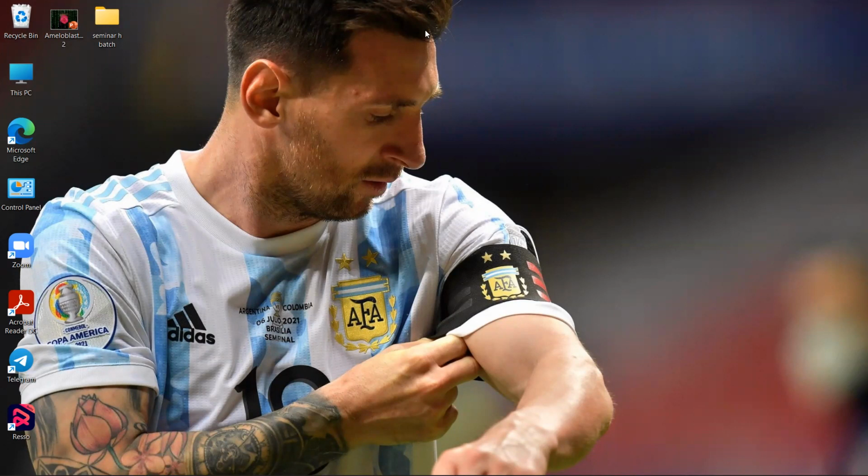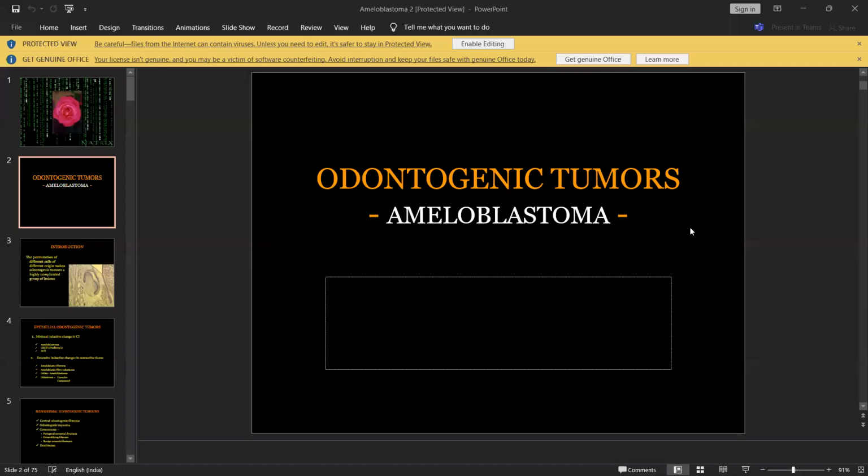They will be the topic for today. We'll start with this topic, which will be on ameloblastoma. To start with, we'll have an introduction.